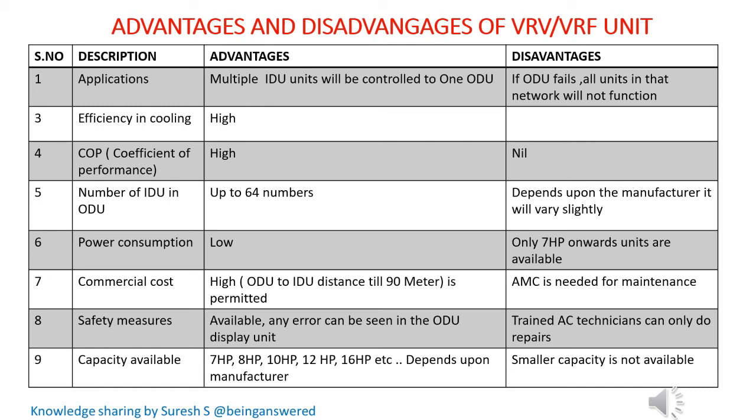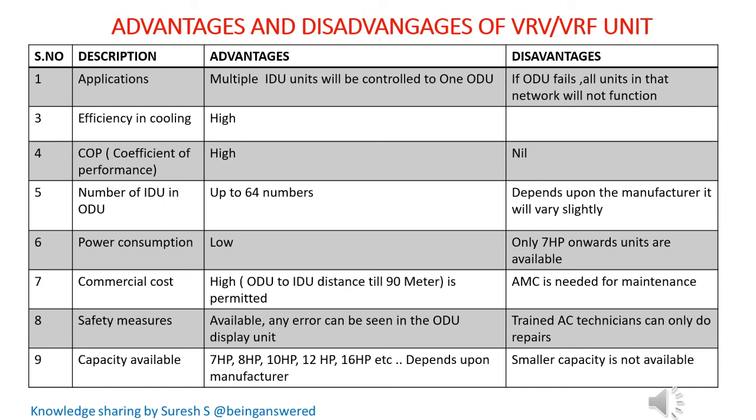Power consumption is low, because mostly it works with multiple compressors. Depending upon the load, the compressor will switch on and it will manage itself. The disadvantage is that the capacity starts from 7 HP onwards. Commercial cost is high and you need an AMC for maintenance. Though this is called a maintenance free unit, if anything goes wrong it will take more lead time to get the material, so AMC is recommended for VRF units.